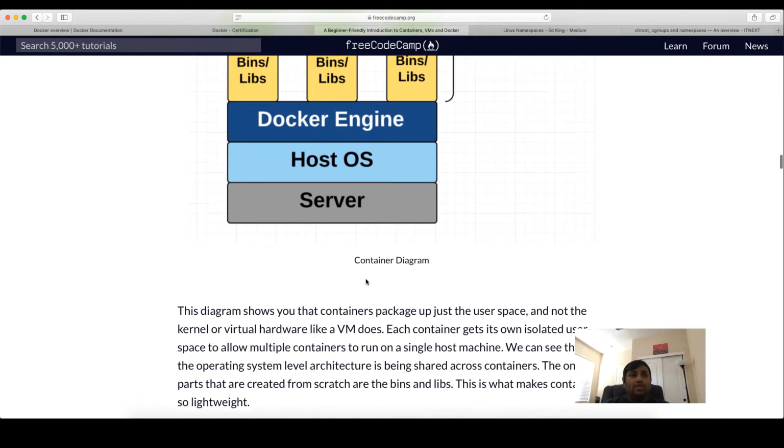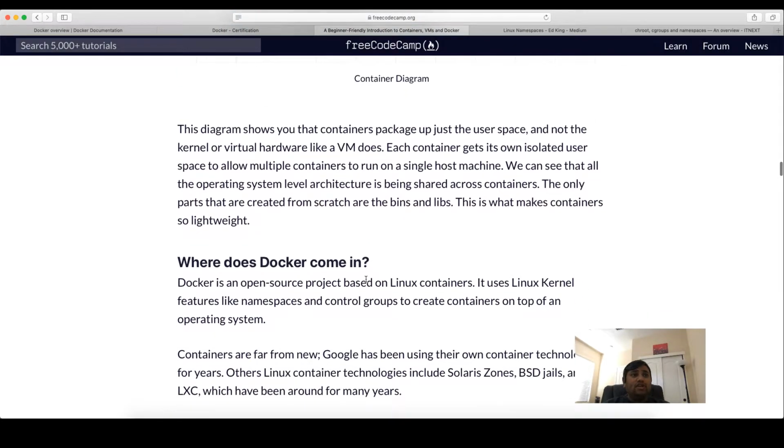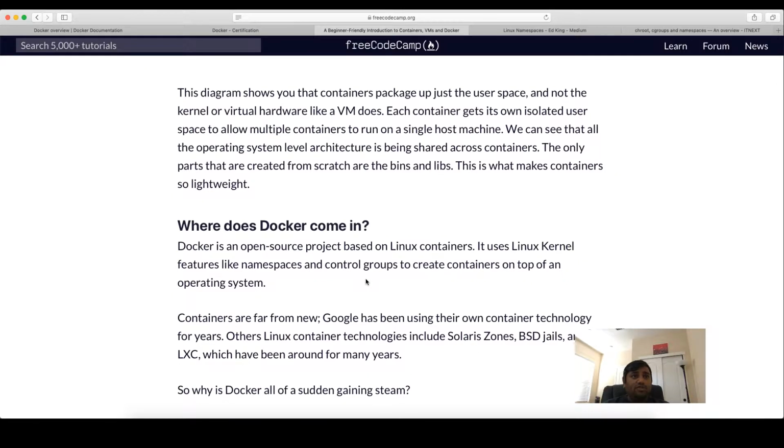And how are they doing that exactly? That's where Docker really came into the picture. Docker is an open source project based on Linux containers. The whole idea initially was derived from the Linux container. And because it came through Linux containers, it used some of those technologies that made containers a viable option at that time.